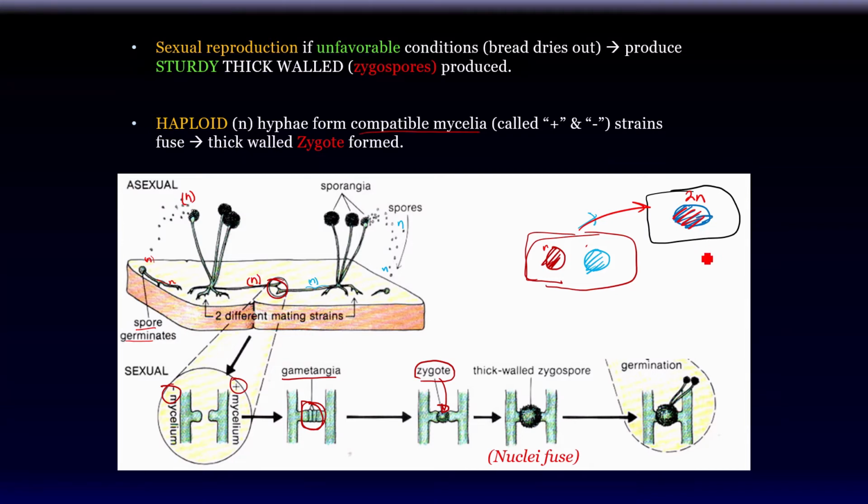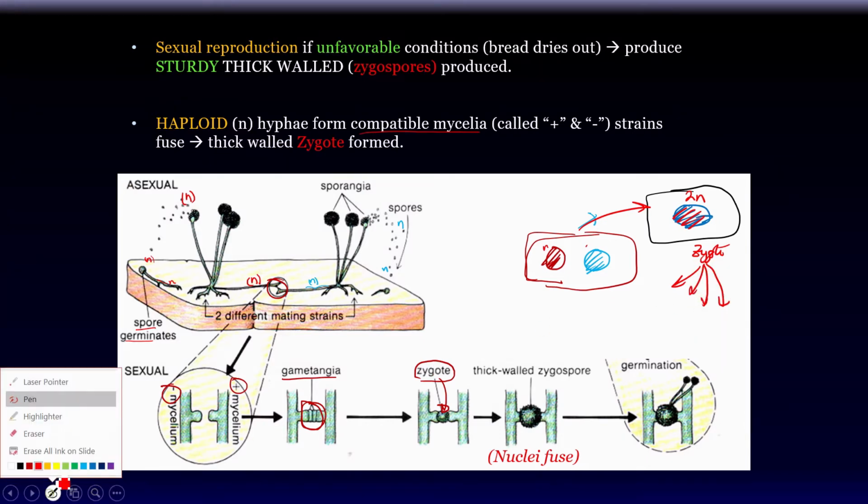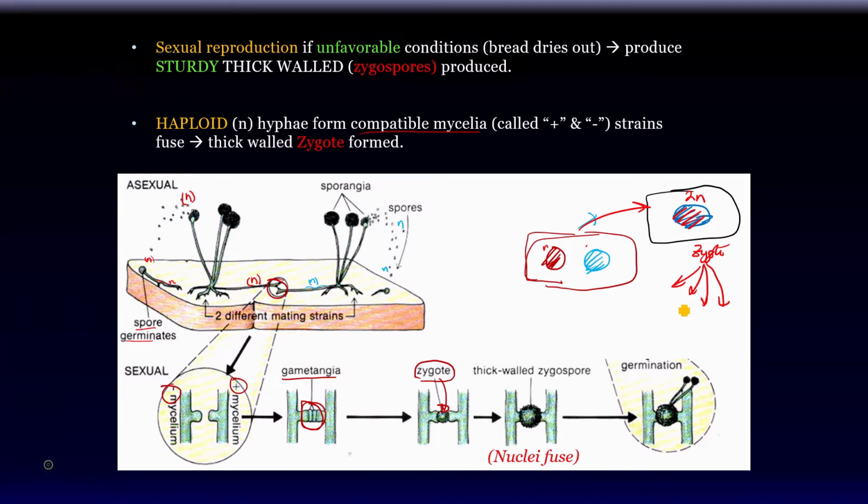Now, if this particular zygote were to undergo meiosis, then it would produce four unique haploid cells that are different from either parent over here, right? So that's what happens. This zygote then produces a new generation that's different from this parent and different from that parent. So that's what we mean by sexual reproduction.